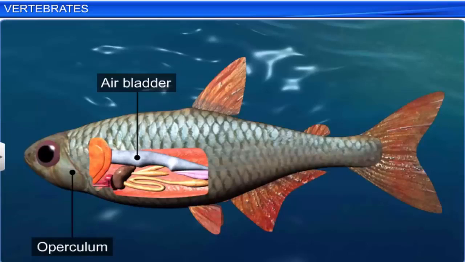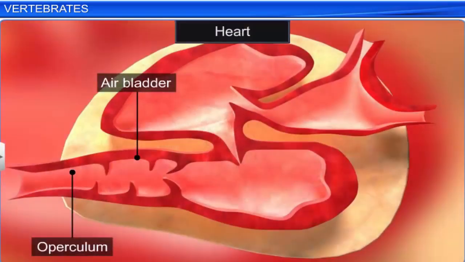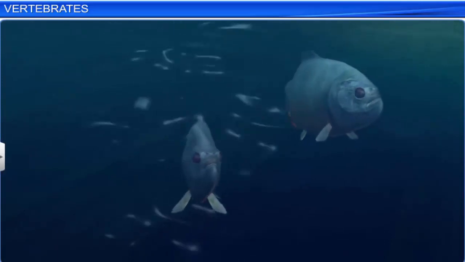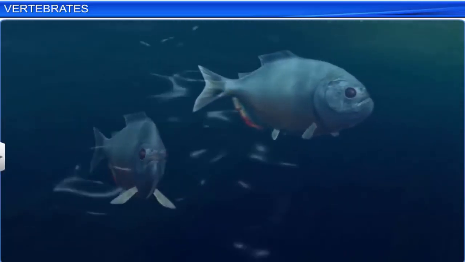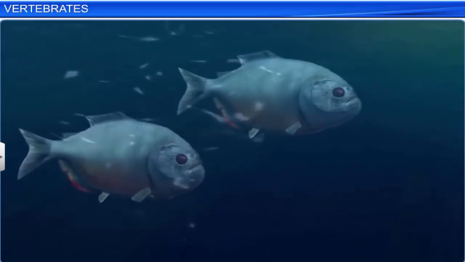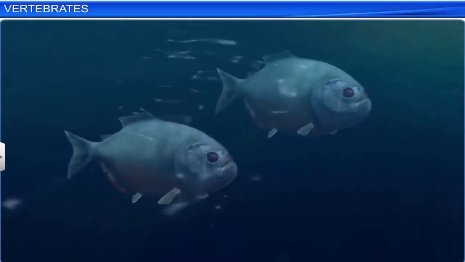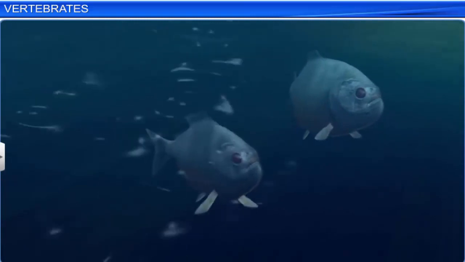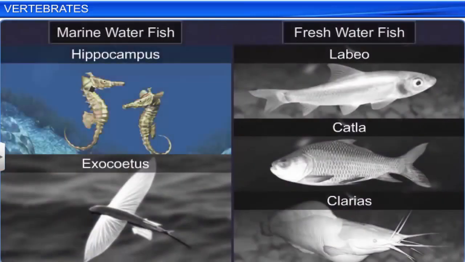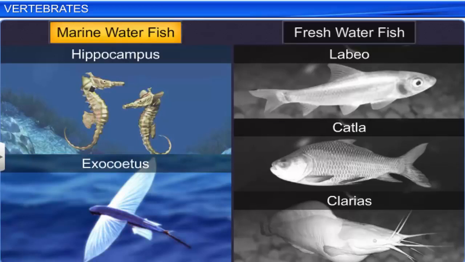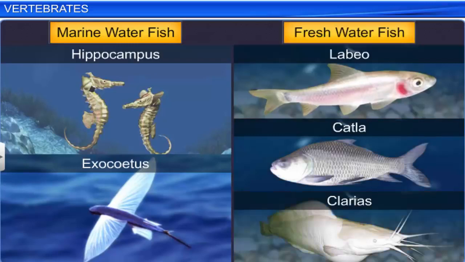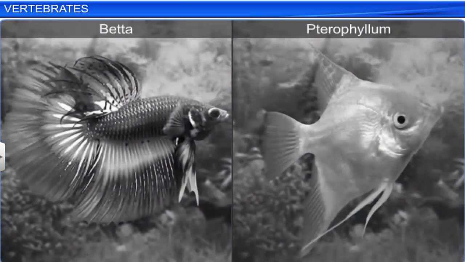They too are cold-blooded and have a two-chambered heart. Osteichthyes are dioecious and fertilization is usually external. They are largely oviparous and exhibit direct development. Hippocampus and Exocetus are marine fish, while Labeo, Catula, and Clarius are freshwater fish, while some fish like betta and pterophyllum are used in aquariums.